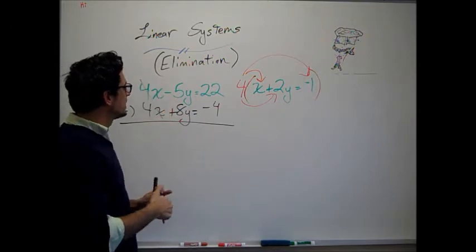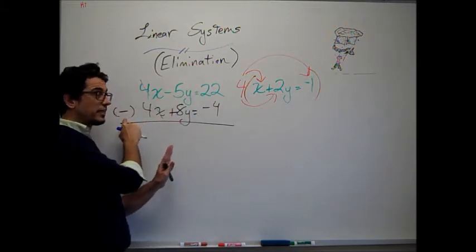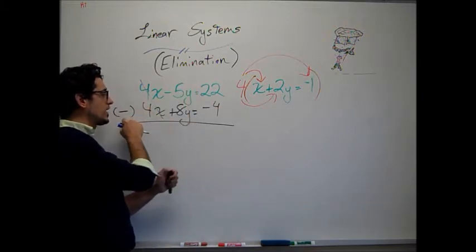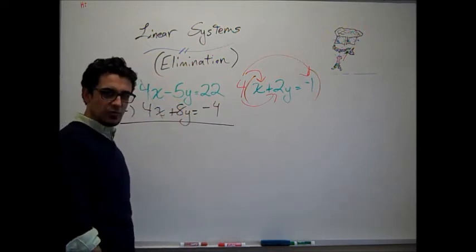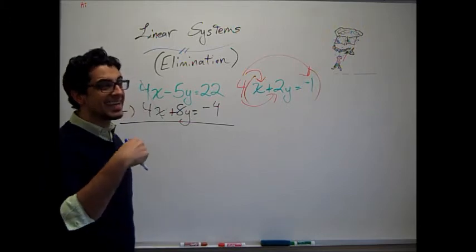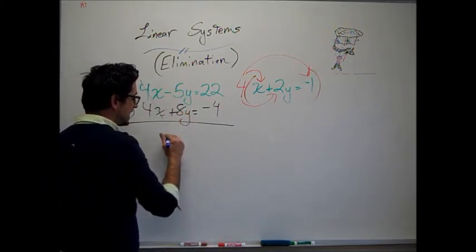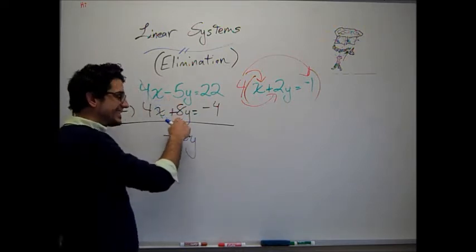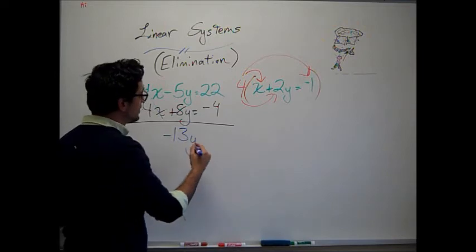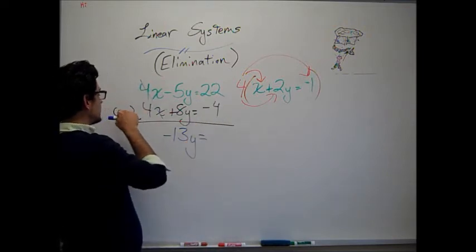That cancels out. But now I've got negative 5y minus, and this is the important thing, I'm subtracting 8y. So what's negative 5y minus 8y? Negative 5 minus 8 is negative 13. So I now have negative 13y. Once again, it's negative 5 minus 8. Okay? So I have negative 13y equals, here's another trip, I got 22 subtracting negative 4.